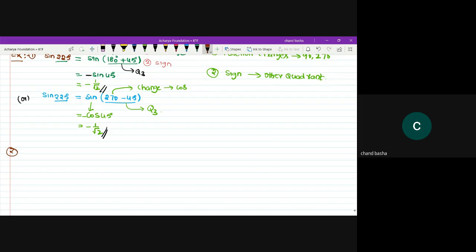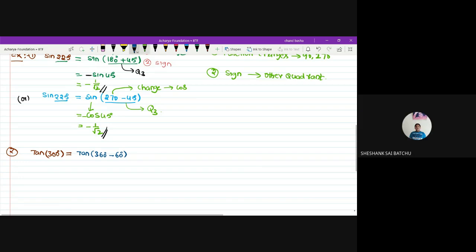Just suppose he's asking, what is the value of tan 300 degrees? Let's observe carefully, guys. You have to observe carefully how we are doing this. Number of questions are there, don't worry. It is near to 360, so as I said, I can make use of 360. 360 minus 60. Is it clear?